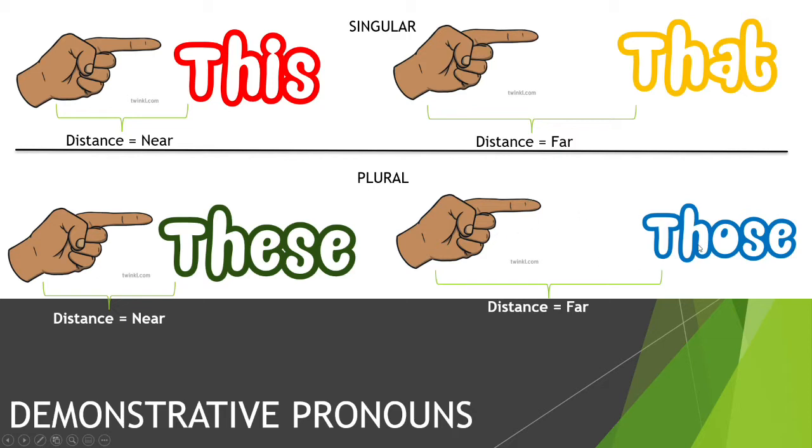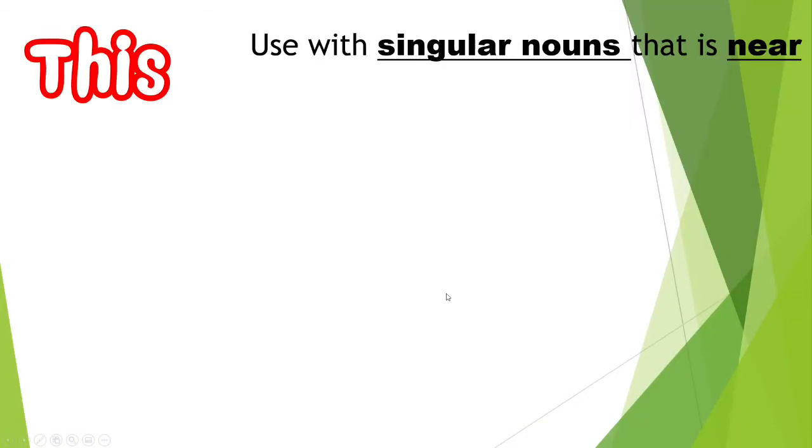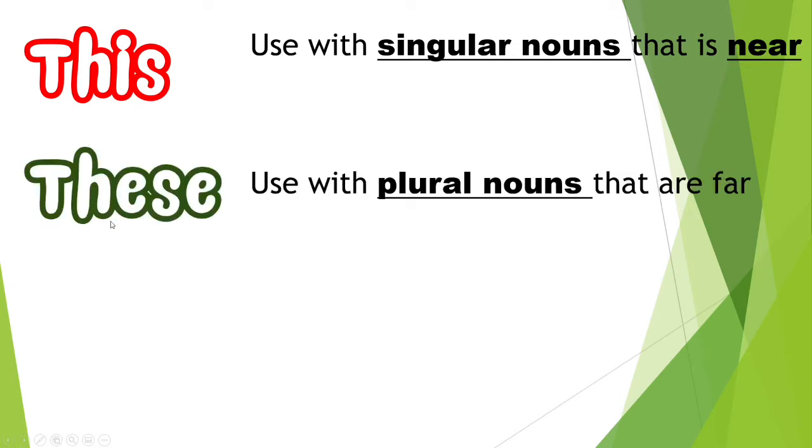Okay, the distance between the person talking or showing is far from the object. And here you can see for the word this, it is used with singular noun that is near. These used with plural nouns that are near. So this one is this, pendek, this. And this one is these.